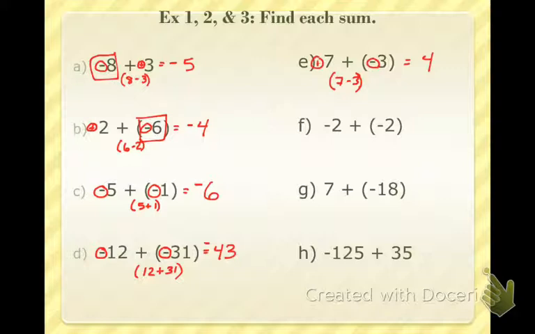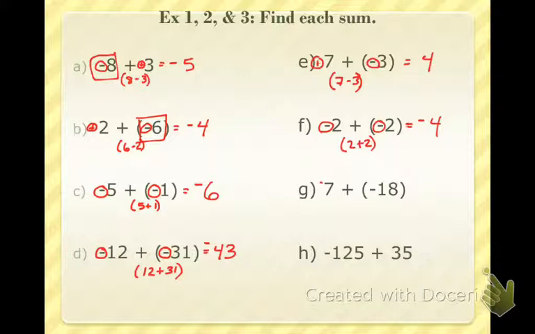F, you have 2 negatives. So they're the same sign, so it's going to be adding. So it's 2 plus 2. So it's going to be 4. And they're both negative, so it's negative 4.